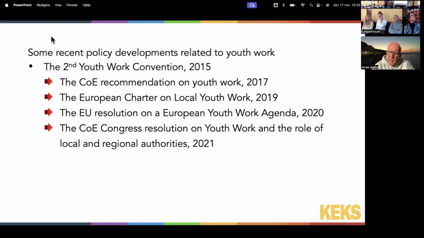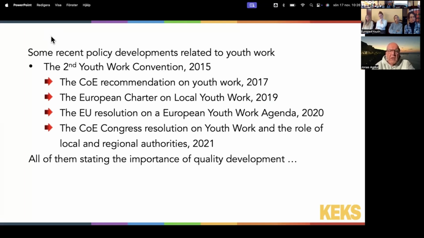So if you are more interested, you could dig into these different documents. The most important one of this, I would still say, is the Council of Europe recommendation on youth work. If you talk about political documents supporting youth work, if you talk about youth work development, the Charter and Congress resolution are the two most important ones to make hands-on concrete changes and arguments, giving arguments for youth work.